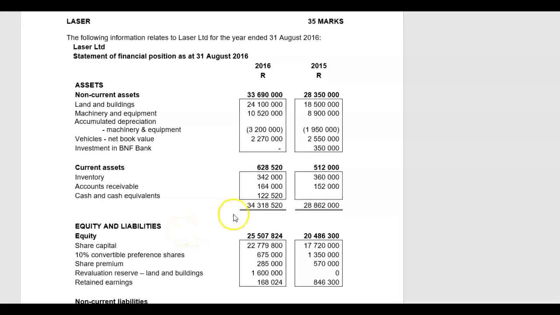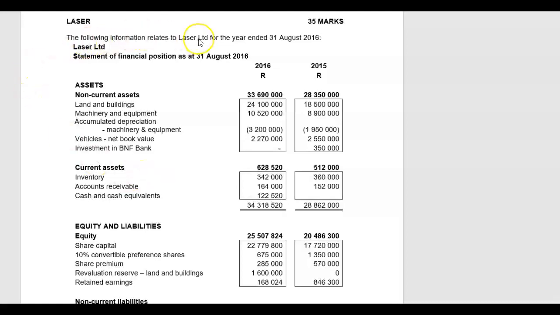Great. Now, what is different in Laser, which we haven't covered in other questions? Have a look at the whole story about dividends and share capital. And then also here we have vehicles, which is presented at net book value. So there's no breakdown between cost price and accumulated depreciation. So that's an example of how to handle an account where I don't have the breakdown, and what should I do then with that account.